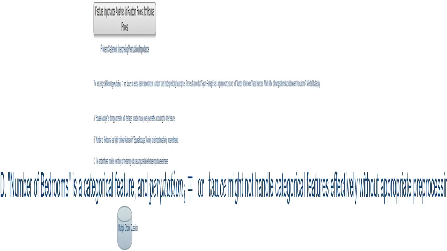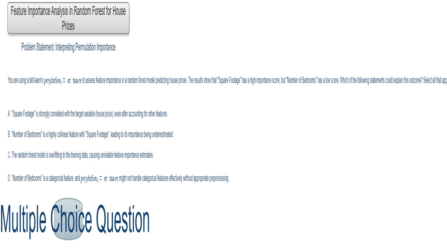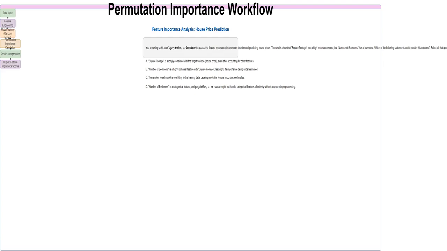The number of bedrooms is a category, 1 bedroom, 2 bedrooms, etc., not a continuous number like square footage. Permutation importance works best with numerical features. I might need to convert this categorical feature to a numerical one to get better results. This is another possible explanation for the low score. This is a multiple-choice question designed to test my understanding of interpreting the results of feature importance analysis in random forest models.